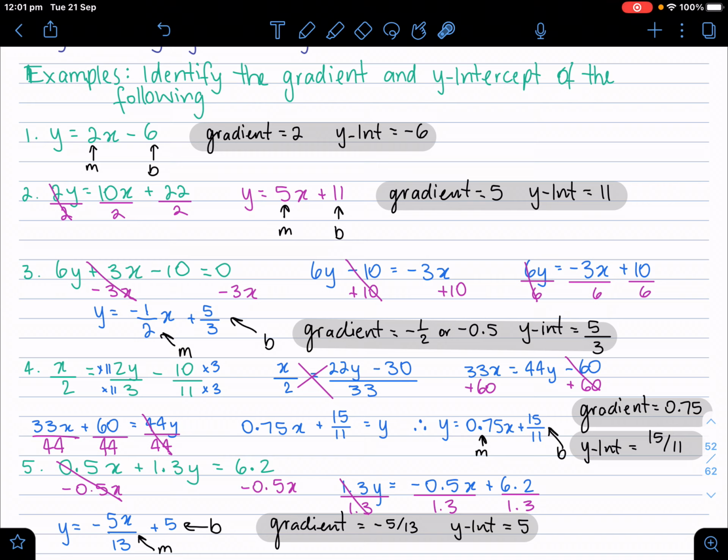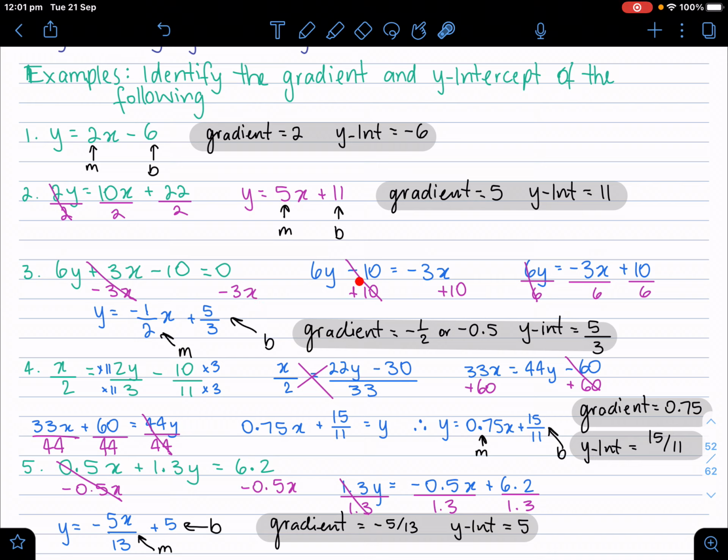The first thing is I'll take the mx value across. Right now it's plus 3x. The opposite or inverse of plus 3x is minus 3x. So I'm going to minus 3x on both sides. And now I have the mx on this side.